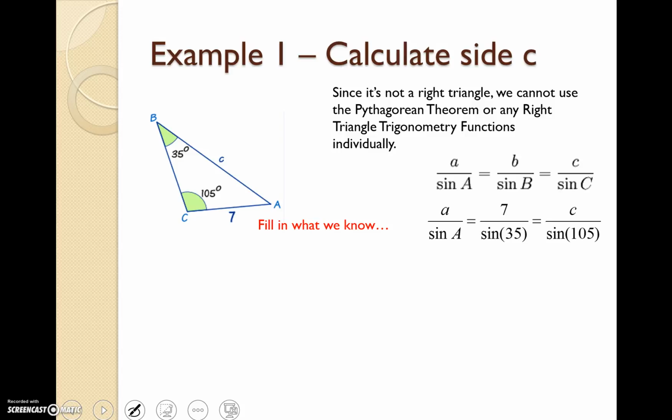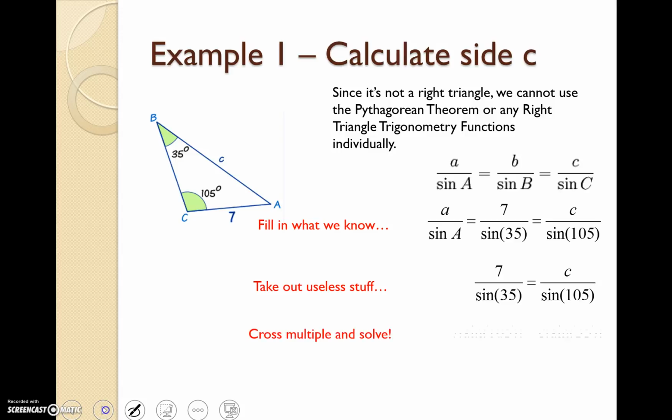I have C, which is what we're trying to find, over sine of 105, and I don't have anything about angle A, so let's take out that useless stuff. What we have is 7 over sine of 35, one of our pairs of opposites, equals c, which is what we're solving for, over sine of 105. From here we're going to cross multiply. We get 7 times sine of 105 equals c times sine of 35.